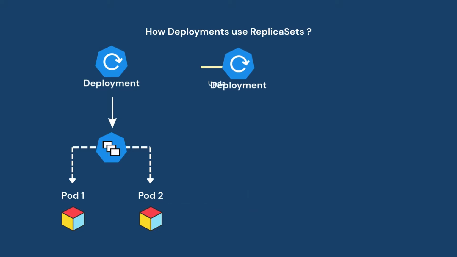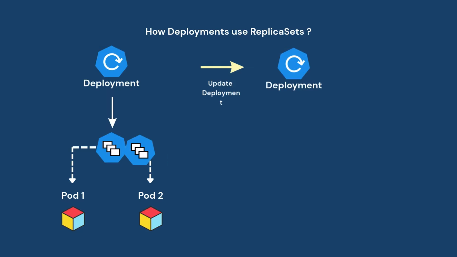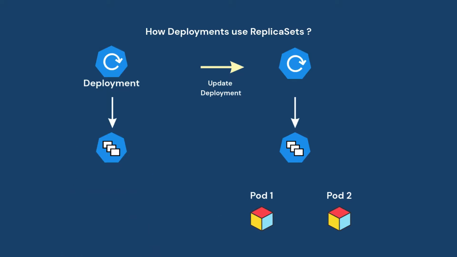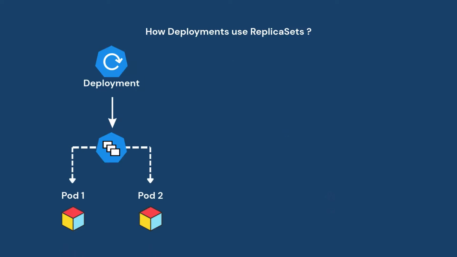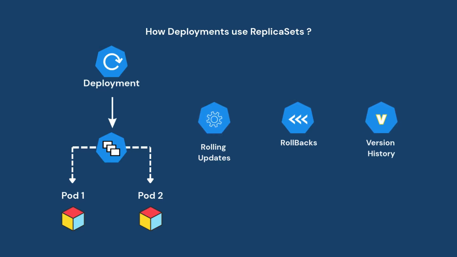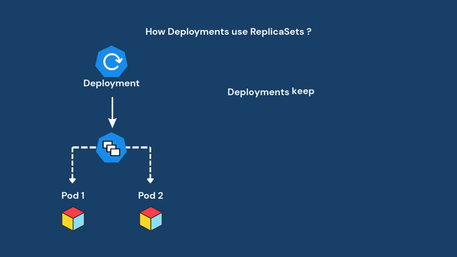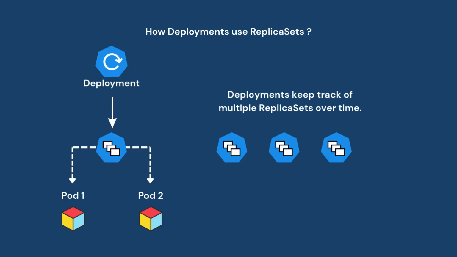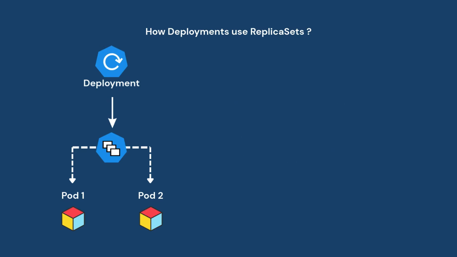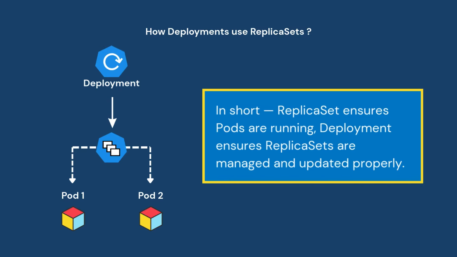When you update a deployment, Kubernetes actually creates a new replica set with the updated pod definition. At the same time, it gradually scales down the old replica set. This is how features like rolling updates, rollbacks, and version history are possible, because deployments keep track of multiple replica sets over time. So, in short, the replica set ensures pods are running and the deployment ensures replica sets are managed and updated properly.